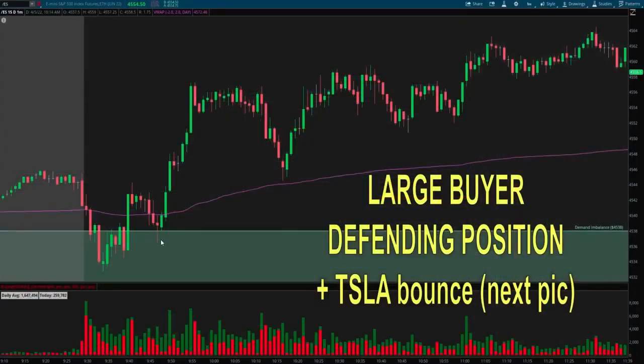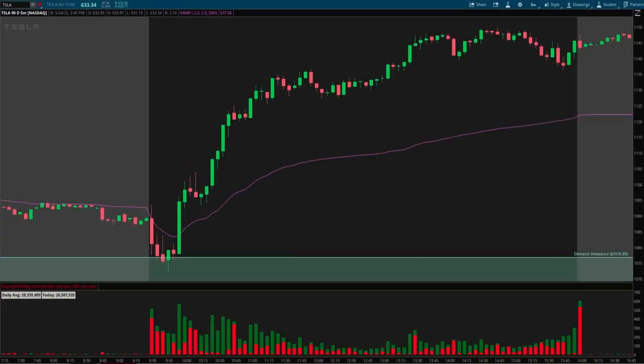We pulled back, and look what happens. He defended his position on that pullback. The market came back up solely off of a large buyer defending his position, 3,800 lots. Someone could do the math on that.